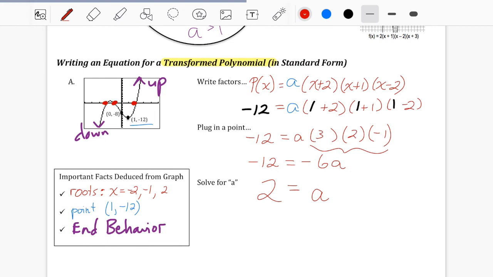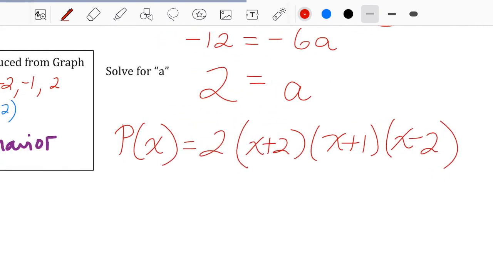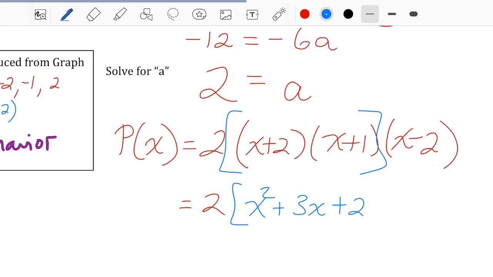Now, since a equals 2, I'm able to revise my equation to be 2 times each of these factors. I'm able to plug 2 back in for the letter a. But the equation, it's not really in standard form, is it? All these factors need to be multiplied out. It's kind of a little bit of a bugger, but it's just something we got to do. So we're going to multiply out the x plus 2, x plus 1. Now when you do that, you get x squared. 2x and 1x make 3x, and finally 2.